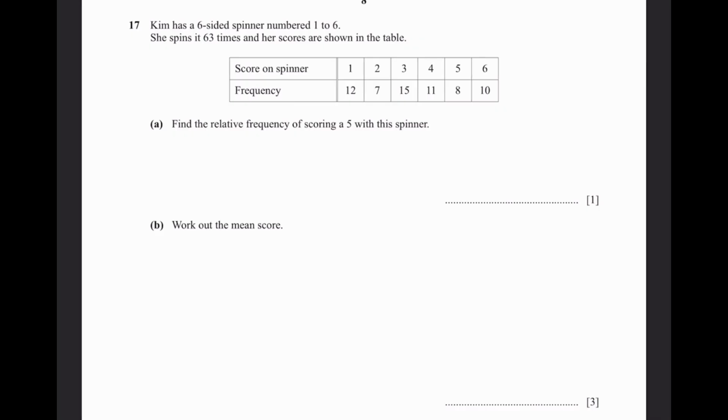Question 17. Kim has a 6-sided spinner numbered 1 to 6. She spins it 63 times and her scores are shown in the table. A. Find the relative frequency of scoring a 5 with the spinner. So the relative frequency is the frequency divided by the total number of attempts. It's equal to 8 by 63. That's the answer.